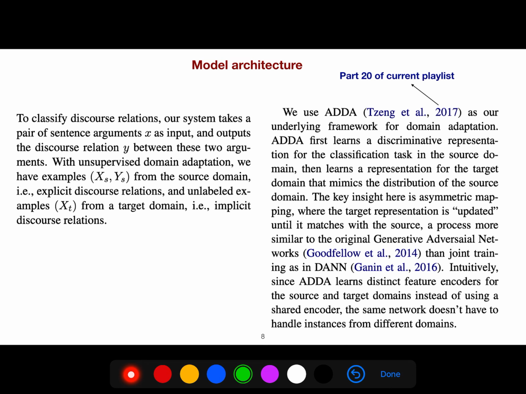So we use ADDA for domain adaptation, and I will explain it in part 20 of the current playlist. It first learns a discriminative representation for the classification task in the source domain, then learns a representation for the target domain that mimics the distribution of the source domain. The key insight here is asymmetric mapping, where the target representation is updated until it matches the source, a process more similar to the GAN idea.